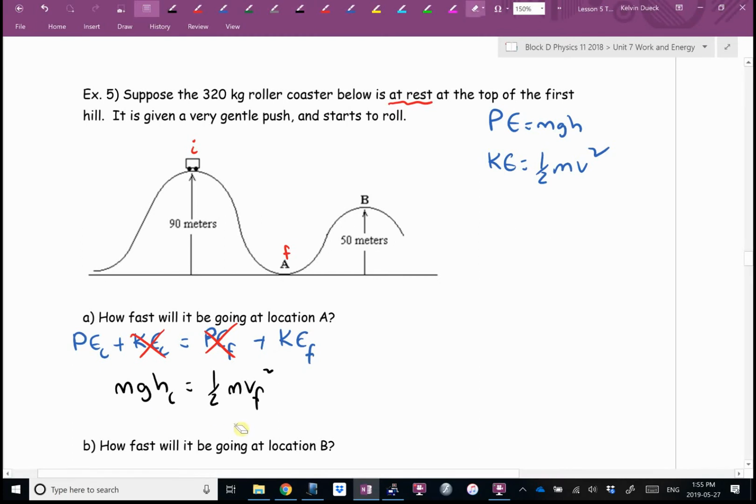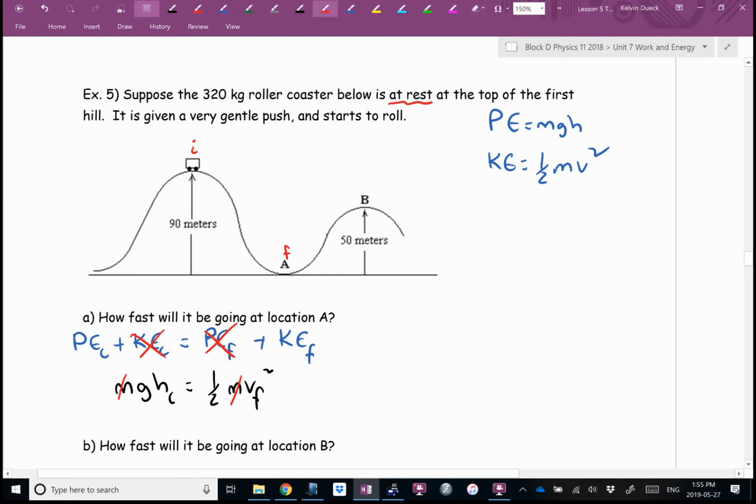Sam, how many terms are there? 2. Is there an m in this term? Yep. Is there an m in this term? Is there an m in everything? Yeah. You know what that means? Sam, have you been on a roller coaster before? Yeah. Before you went on the roller coaster, did they make you stand on a scale? Did they have to balance everybody out? Did they have to make sure that heavy people sat next to light people? Did they have to make sure that they spread the little kids out? You know why?